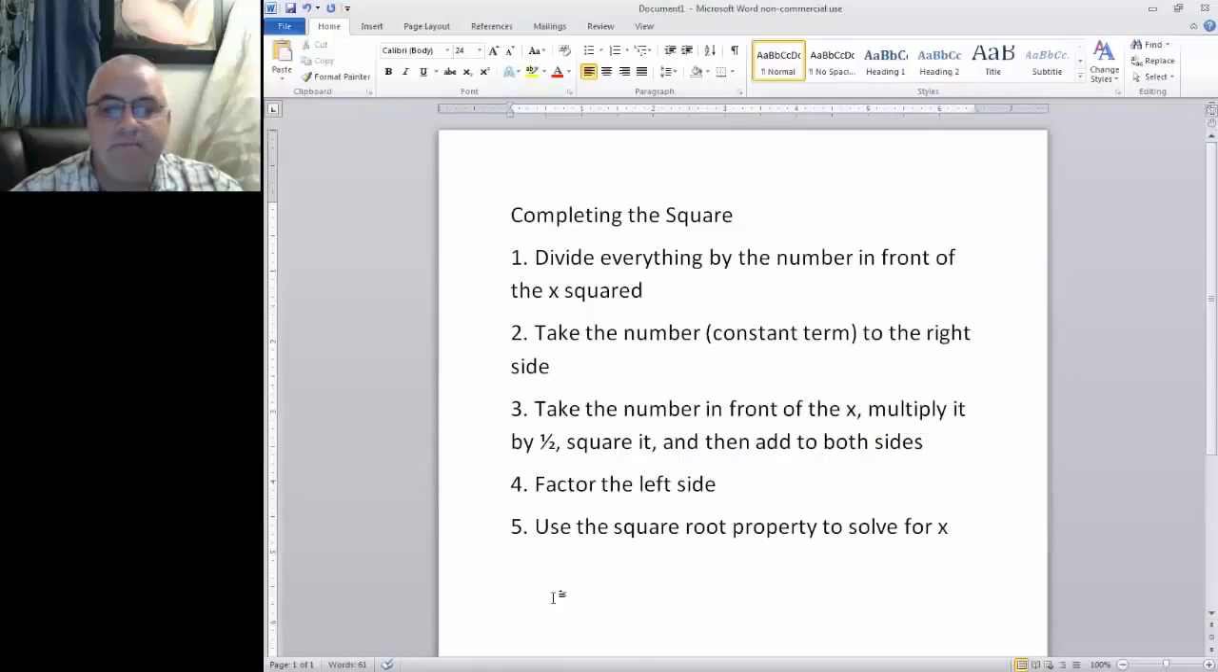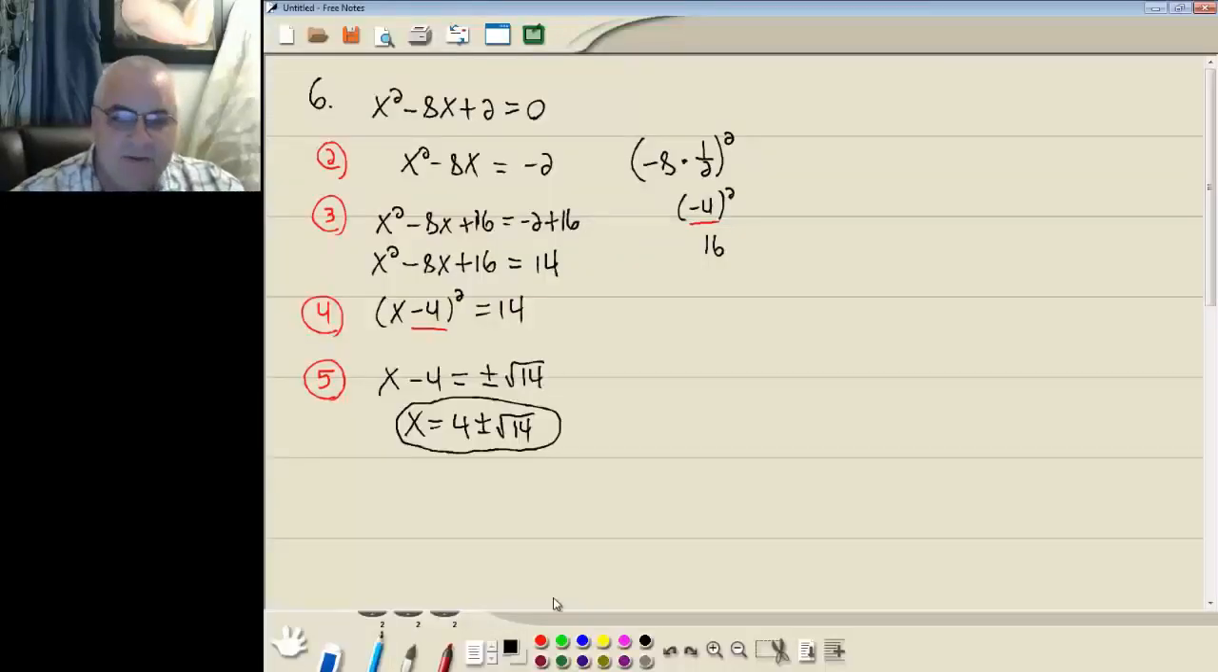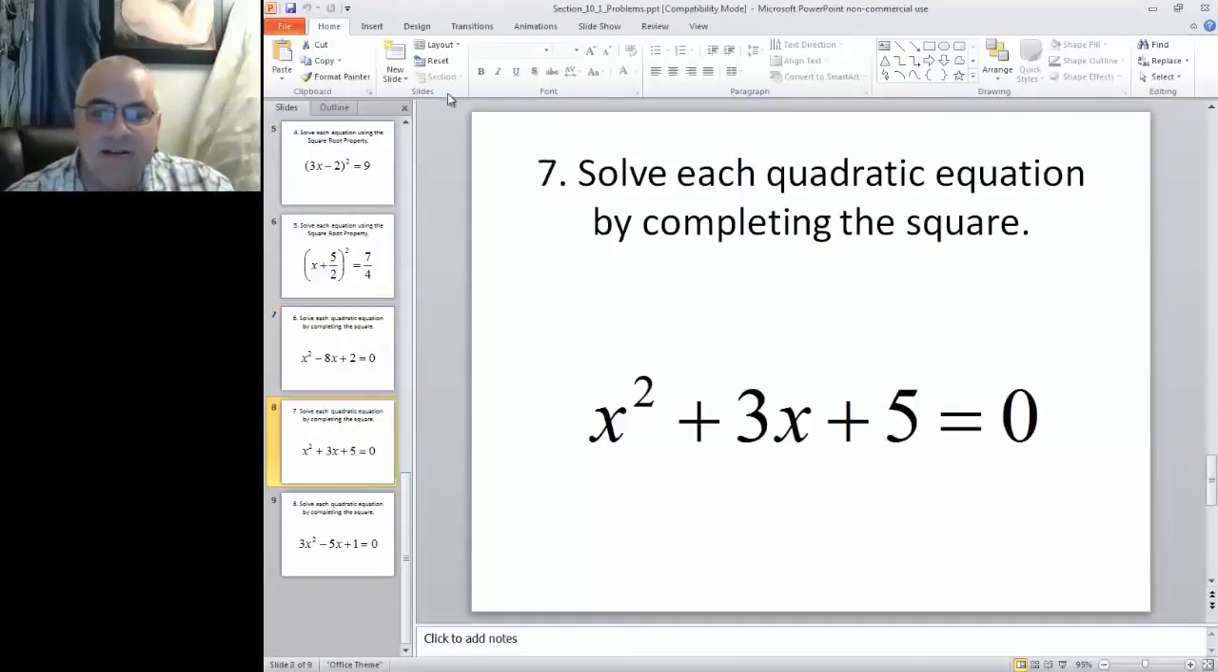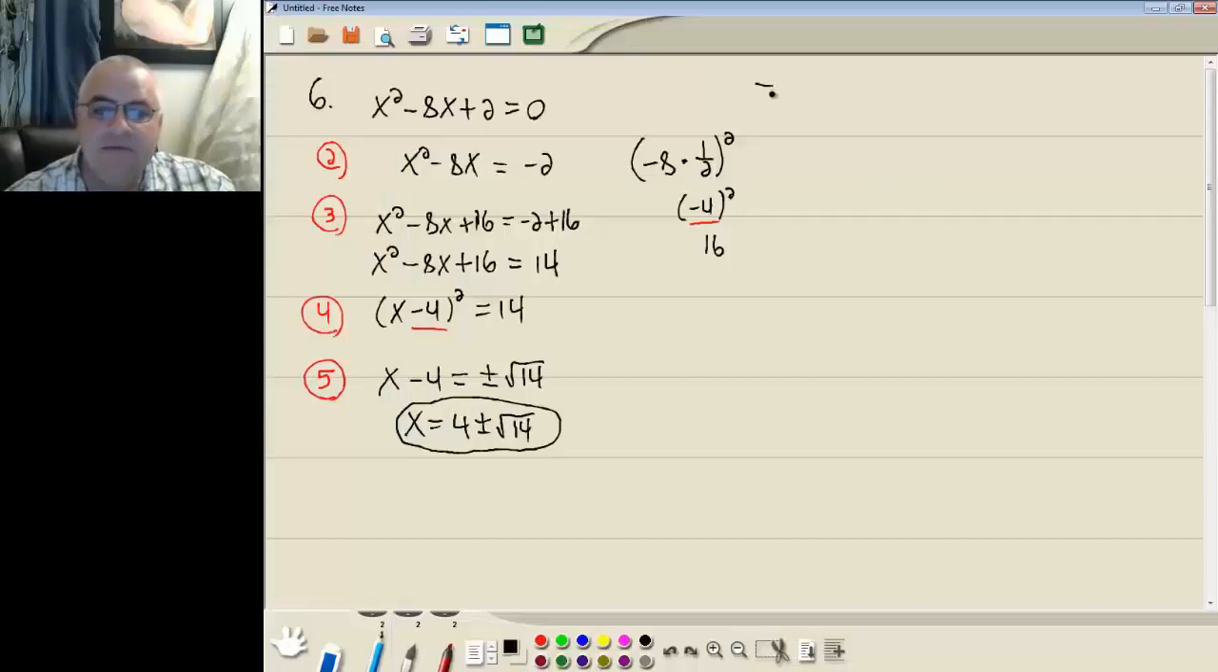Now what makes that the easiest type is there's an even number before your x. Now let's look at a medium difficulty. We got x squared plus 3x plus 5 is equal to 0. What makes this a medium difficulty is we got an odd number before our x.